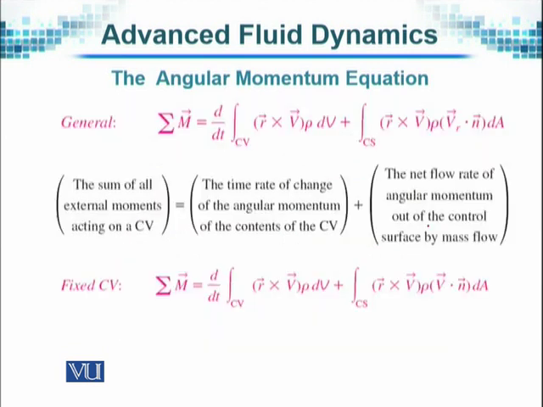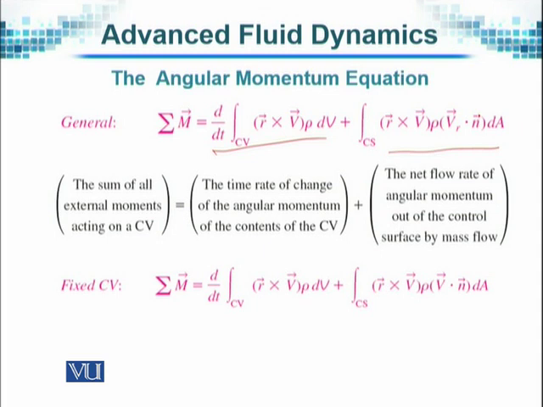The angular momentum equation in general form is therefore written as the summation of all M equal to the derivative d by dt of the integral of r cross V times rho dV, where V here is not velocity but the volume, over the control volume, plus the integral over the control surface of r cross V times rho V_R dot n dA.